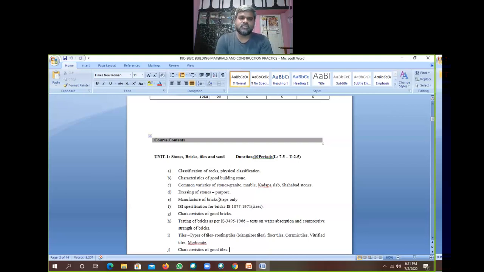Today we'll discuss these different syllabus topics which comprise this unit. We'll discuss only stones today, most probably. In our syllabus it is explained: classification of stones, physical classification of rocks, physical classification of stones, and characteristics of good stone. These are the 2 points we have to cover, and very common varieties of stones will be seen in the next class. Most probably we'll complete classification of stones and characteristics of building stones. We'll try to complete.